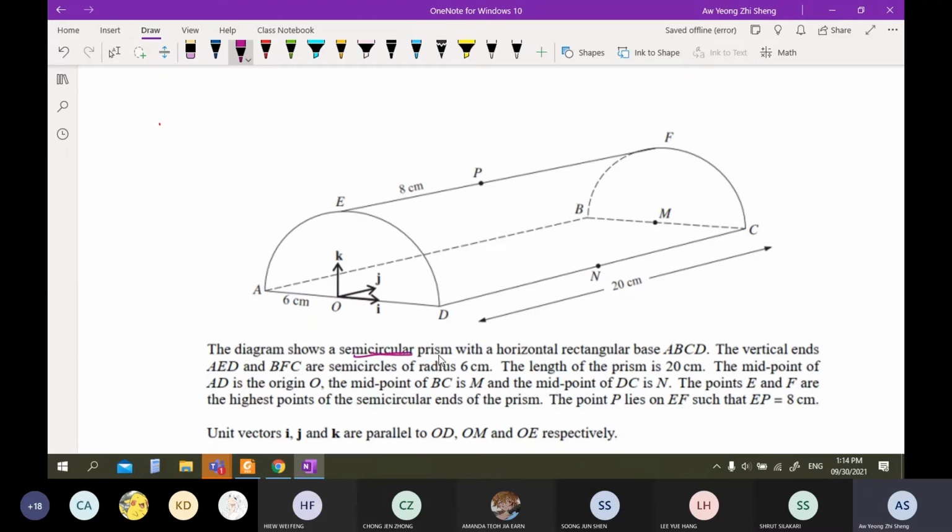And so it says semicircular prism. So the cross section is a semicircle. That means AODE and BMCF, they are both semicircles. So it's useful to know this semicircle here because it would have the information that not only OA is 6 cm. In the second sentence, they actually say that the vertical ends AED and BFC are semicircles of radius 6. So not only OA is 6, you also know OD is 6. OD is 6, and OE is also 6 cm, because it's also a radius.